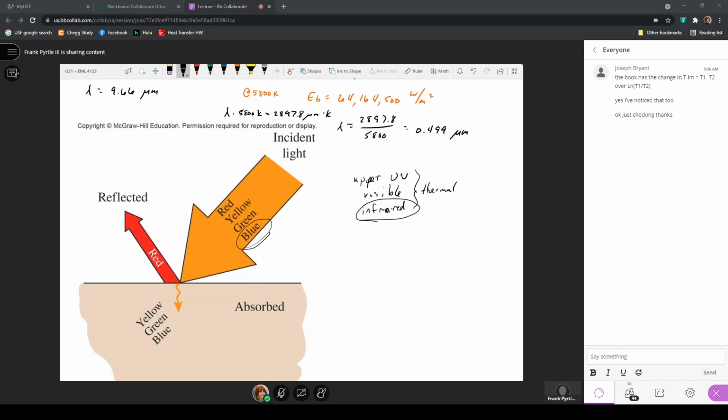So just like this surface is depicted to selectively reflect the red, but absorb the yellow, green, and blue as a part of this incident light, if this incident light included upper UV and infrared, I could selectively do things to this surface. Maybe it absorbs all the infrared, or it reflects the infrared, or it absorbs part of the infrared and reflects other parts of the infrared.